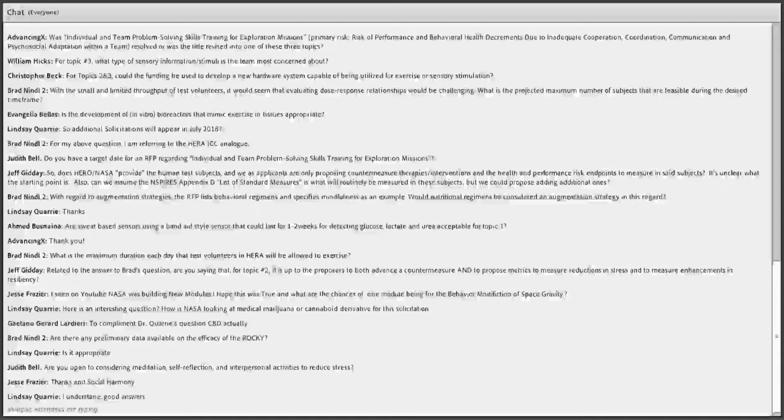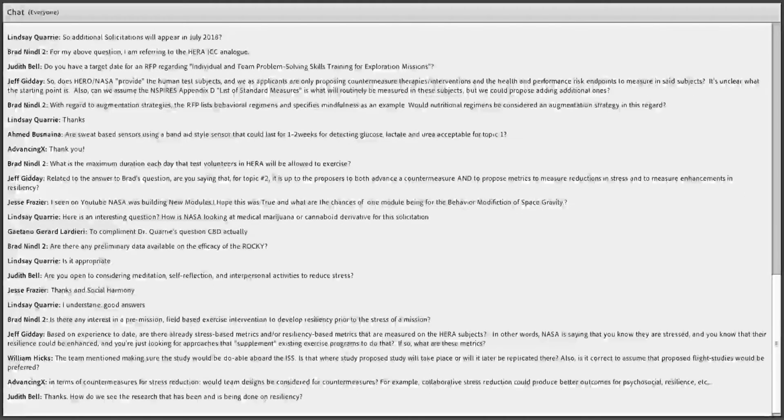Is there any interest in a pre-mission field-based exercise intervention to develop resiliency prior to the stress of a mission? Let's say it would, again, depend on the conceptualization and the demonstration of how that bridged into the desired end state for this solicitation. So we're very open to creative solutions to answering our problems. It would just have to be a good, sound, experimental conceptualization as to why and how that was going to contribute to accelerating the answer that we needed.